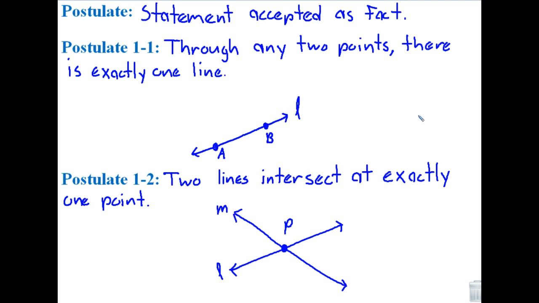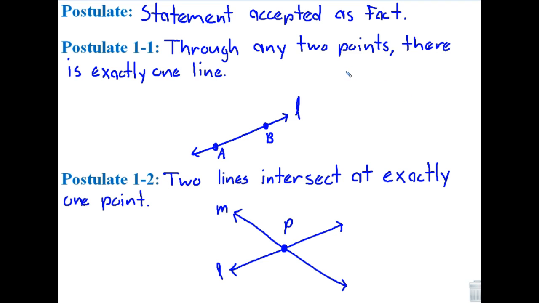Okay, last thing we're going to talk about are some of the few basic postulates of geometry. Now when I say postulate, I'm talking about a statement accepted as fact. Something that we don't need to prove is true, we'll just accept it's true. Kind of like it's common sense. A few examples of postulates.